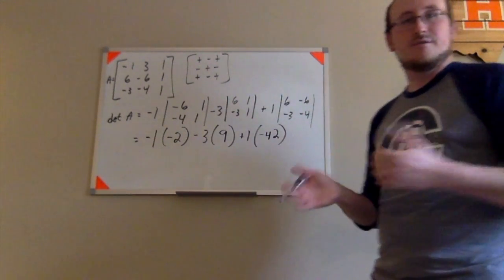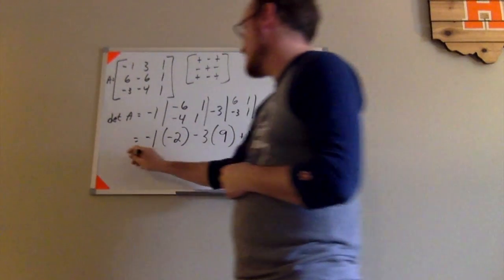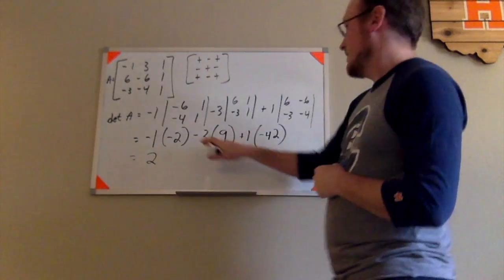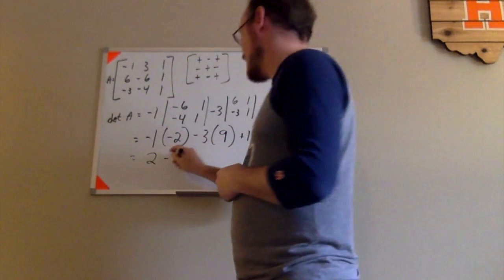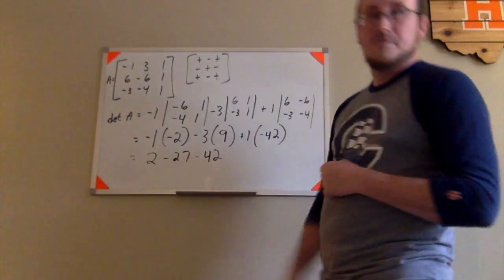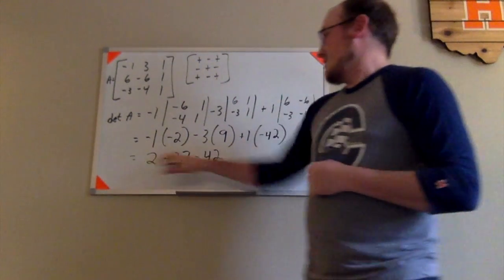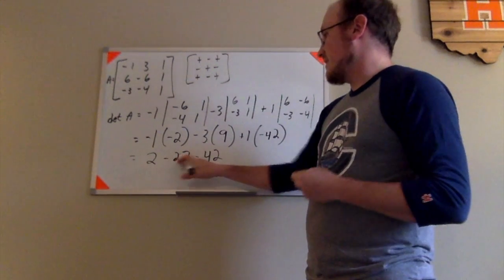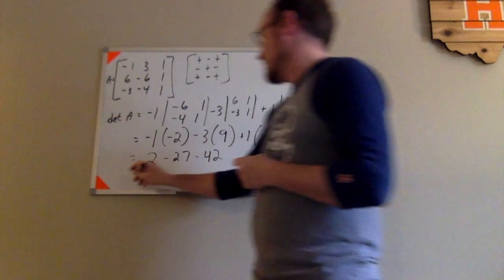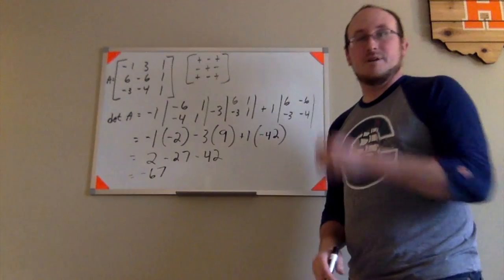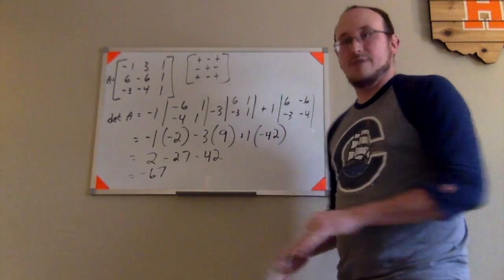For that, now I need to do some multiplication and combine some like terms. -1 times -2 is positive 2. -3 times 9 is -27. And 1 times -42 is -42. 2 minus 27 is -25. And then -25 minus 42 more puts me at -67. So the determinant of this matrix is -67.